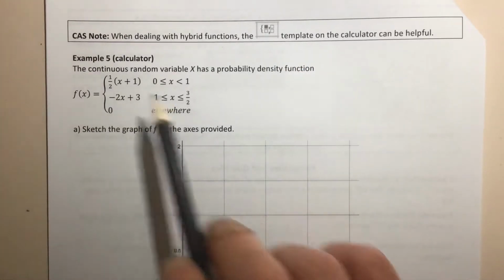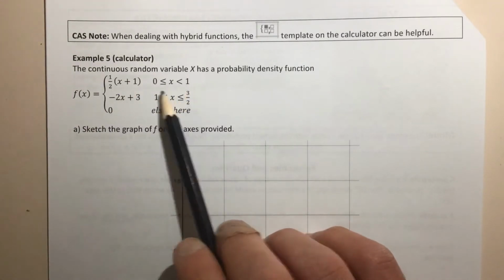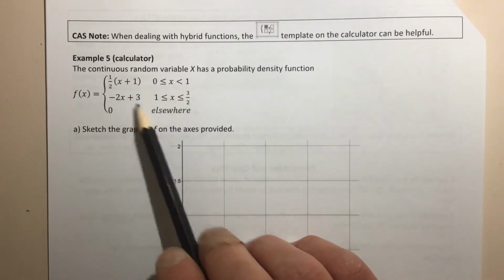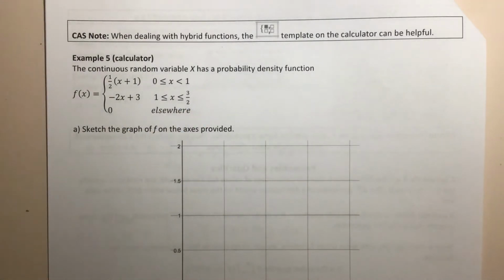So let's try one here where we've got a linear section of graph between x is 0 and 1, then another different linear section of graph from 1 to 3 on 2, and then 0 elsewhere. So the first thing we have to do in this example is sketch it.